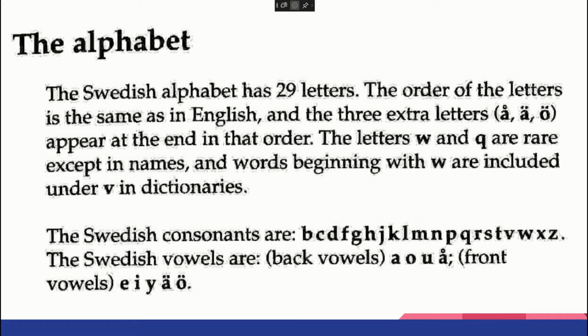Generally in English we have 26 only, right? Then what about the extra 3 here? They are extra vowels. These are all 3 extra vowels. We have dots on the A and O.